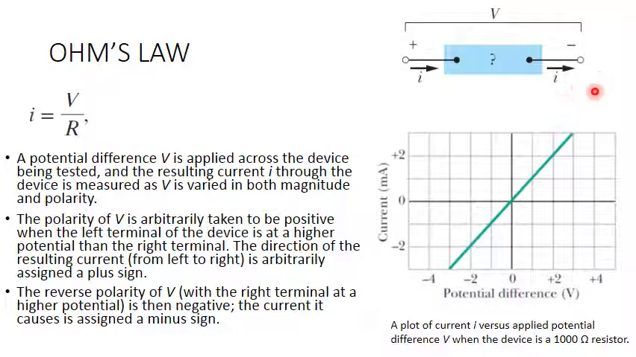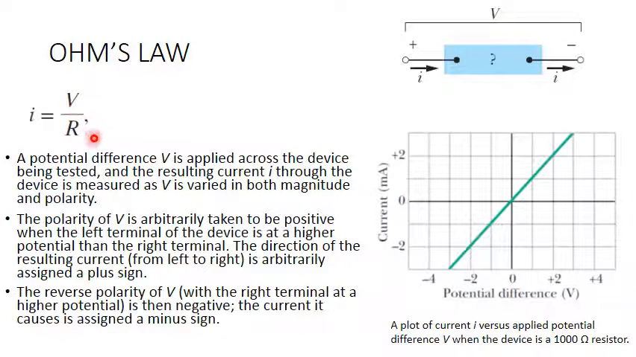So if the potential of the left point is negative and the potential of the right point is positive, the current will flow from right to left, so it is negative. So the reverse polarity V, with the right terminal at the higher potential, is then negative, and the current in this case is assigned a minus sign.